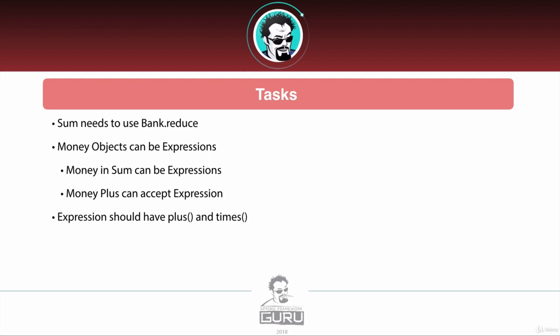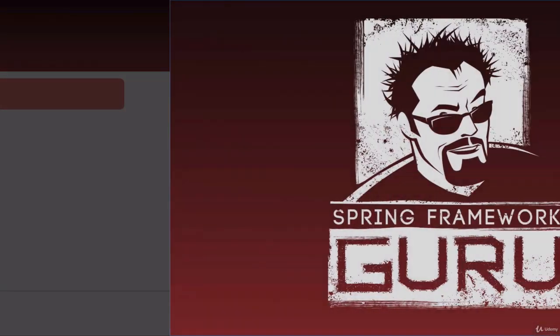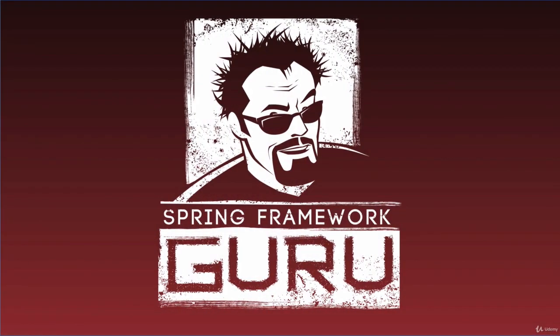Money plus can also accept an expression. And then the expression interface should also have the methods for plus and times. So we're going to have more methods on that interface to expect classes to implement. We're not going to complete everything in this video, but we will get at least the stubs going. So I'm going to jump over to IntelliJ now.